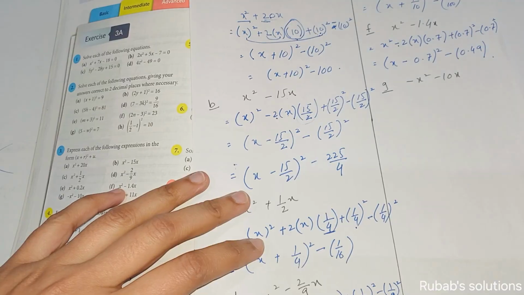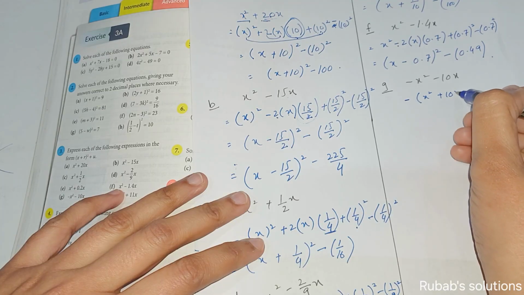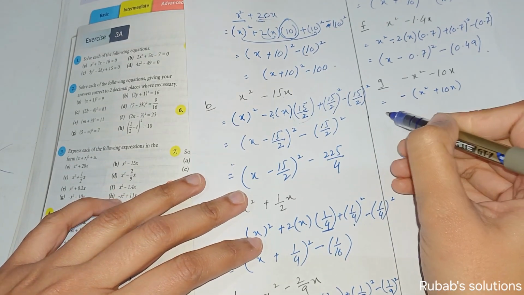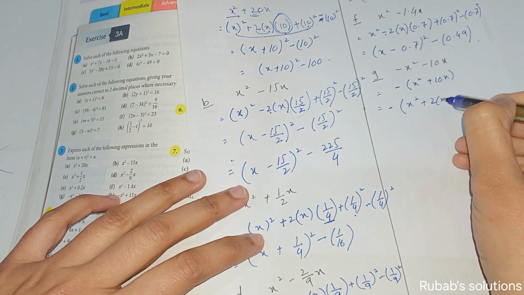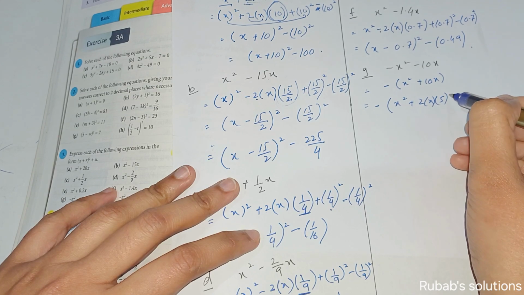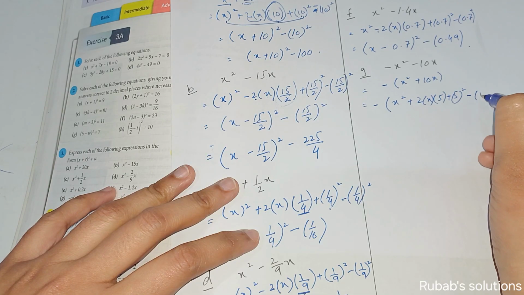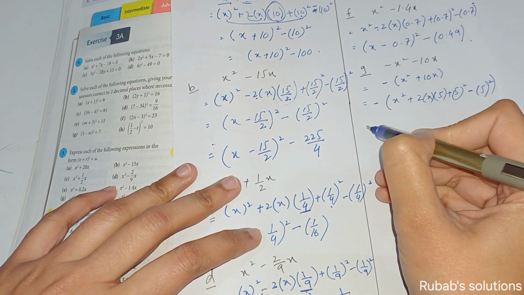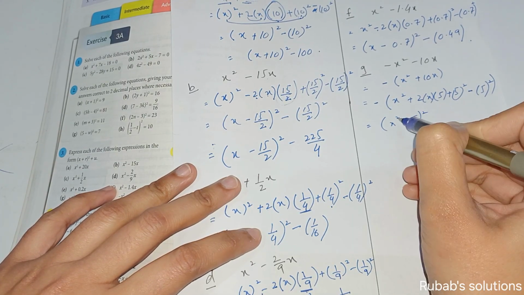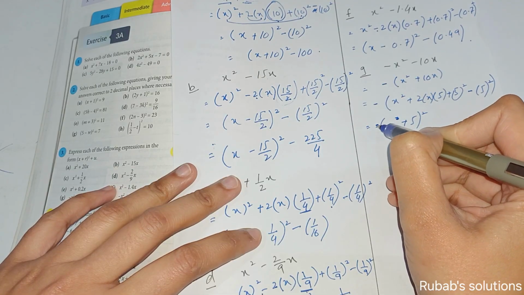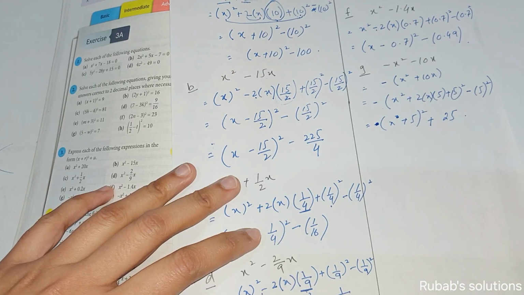Okay, next one is part G, that is minus x square minus 10x. When there is a minus sign with both the terms, so that means first of all you have to take that minus common. It will be x square plus 10x. Now you will apply the formula on this one. It will be minus x square plus 2x, and to make it 10 I have to multiply it with 5. Plus 5 square you will add and minus 5 square you will subtract. So it will become x plus 5 whole square, with minus sign, and this minus and minus will become plus, and this will be equal to 25.